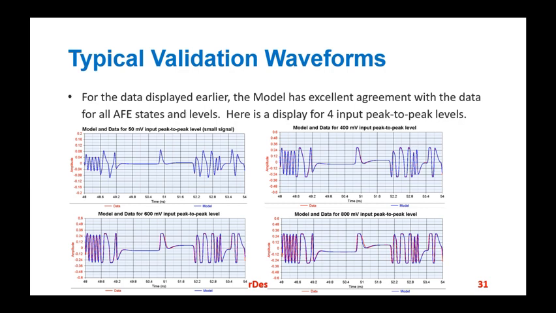Here's a display for 4 input peak-to-peak levels. The reference original data is in red. The model output is in blue. As the input signal level increases, the output response flattens and spreads out and the gain compresses. Still, the model and data have excellent agreement.